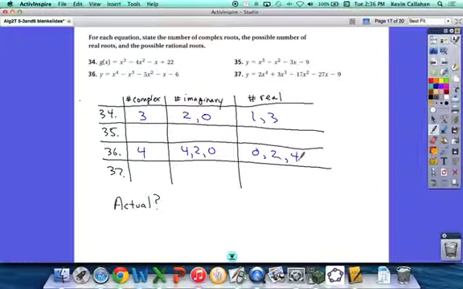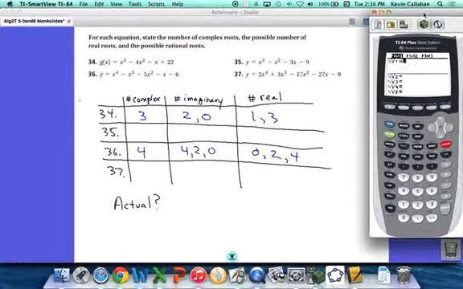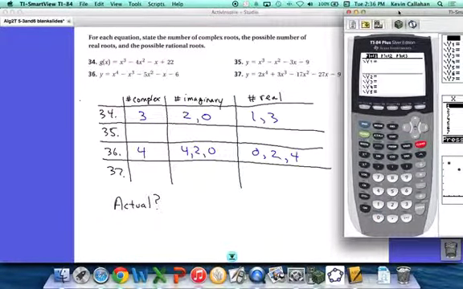Now, actual zeros. Let's put this one into the calculator and look at the graph. Y equals, clear. I'm doing number 34: x to the 4th, get out of the exponent, minus x to the 3rd, get out of the exponent, minus 5x squared minus x minus 6. Graph.